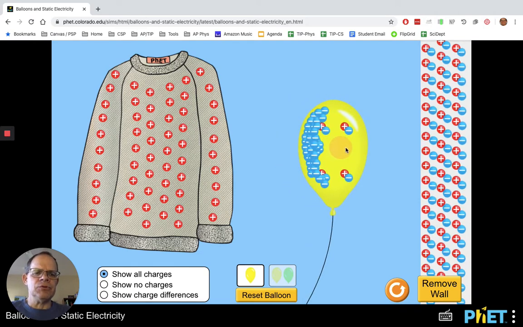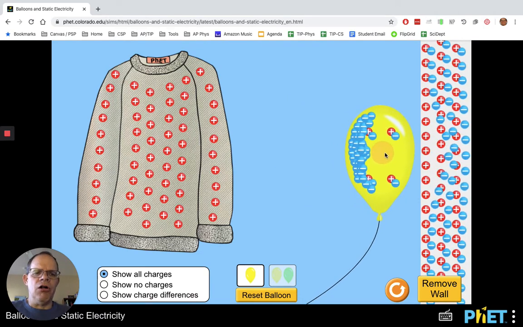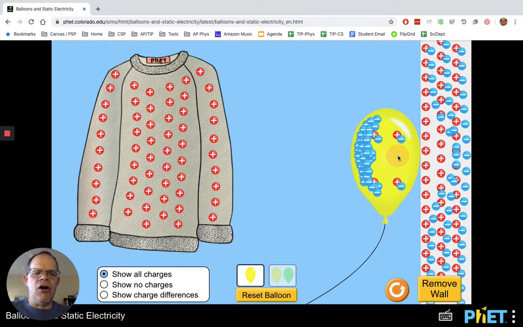If I bring this balloon over here near the wall, then all the excess negative charges repel the negative charges in the wall. Now remember, the negative charges can move. They are associated with electrons, which can move. The positive charges are associated with the nucleus, and the nucleus cannot move. It is locked in there in a solid. So you can actually take a balloon, rub it on your head, and make it stick to the wall. So that's an example of how these forces work.